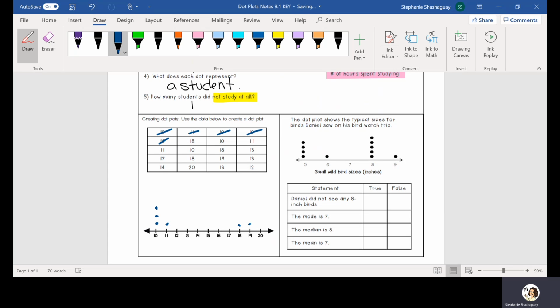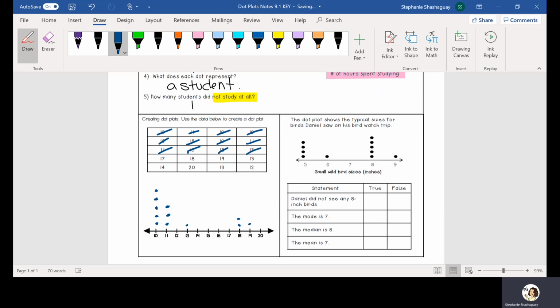We have 18. We have 10 again. Okay. 11. 11. Then we have another 10. We have 18. Cross that off. We have a 13.